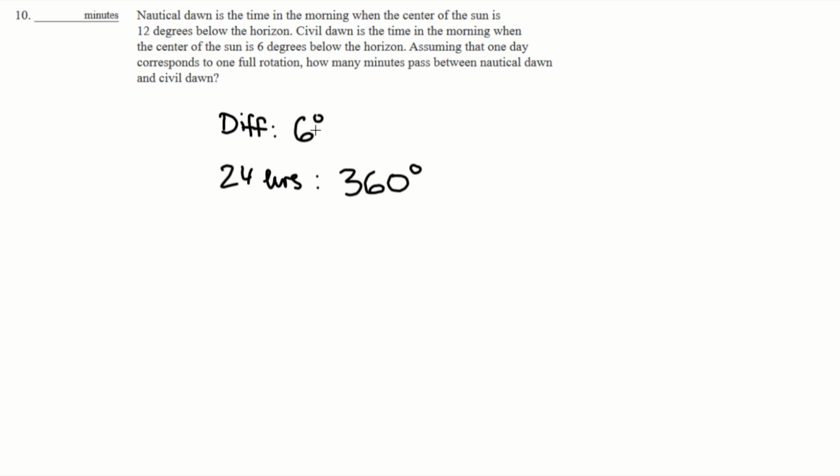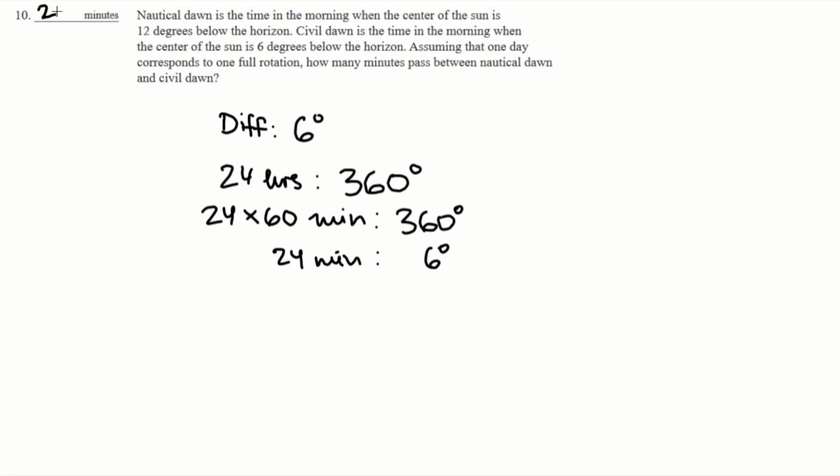So basically what this means is we're going to have a ratio. Some number of minutes to 6 degrees is the same as 24 hours to 360 degrees. So this over here is 24 times 60 minutes, because you have 60 minutes per hour, so 24 times 60 gives you the number of minutes in 24 hours. This is 360 degrees, and then 6 degrees. Well, 6 degrees is just 360 over 60, so you can divide the left-hand side by 60, and you get 24 minutes. So that means 24 minutes pass between nautical dawn and civil dawn.